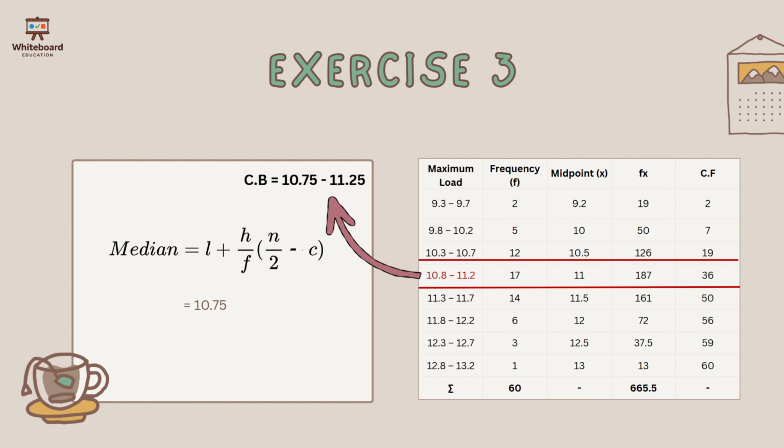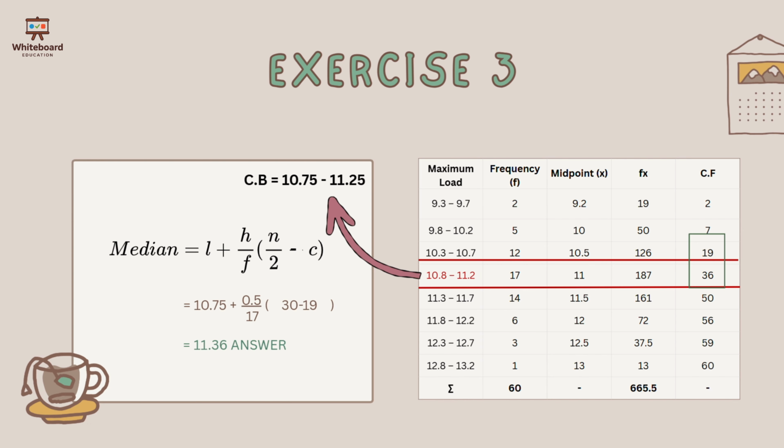For h, we need the width of that class. 11.25 minus 10.75, that is equal to 0.5. So plus 0.5 over the frequency 17, brackets n over 2 is 30 minus c. What is c, you ask? It is the cumulative frequency preceding the median class, which is 19. So, calculating all, the answer is 11.36.